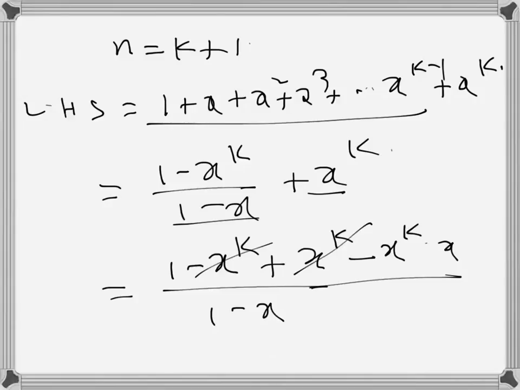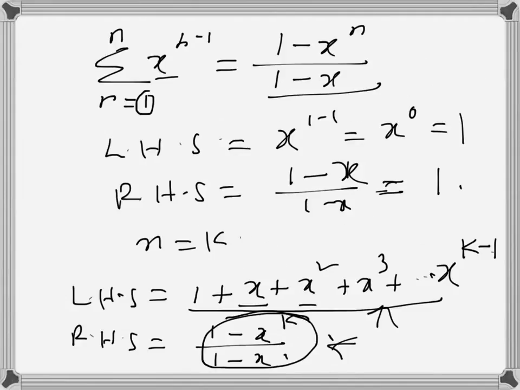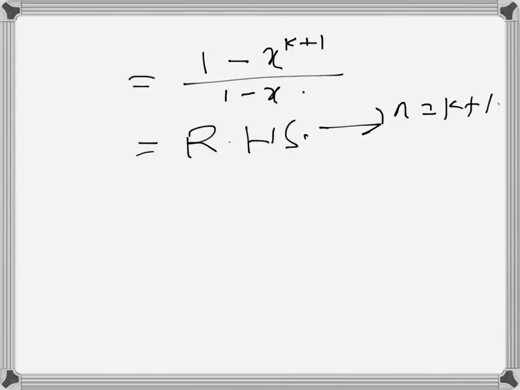Now this one is going away, so it is 1 minus x to the power k plus 1, since x to the power k times x is x to the power k plus 1, and then the denominator is 1 minus x. So basically I will write it again, 1 minus x to the power k plus 1 over 1 minus x. So this is actually the right hand side when n is equal to k plus 1, because this is the right hand side, and when n is k plus 1, this is what it is.